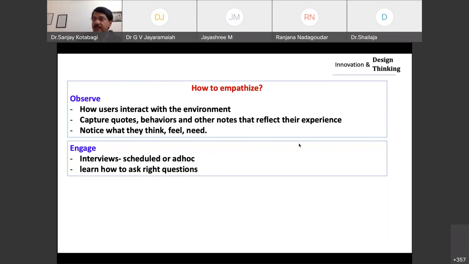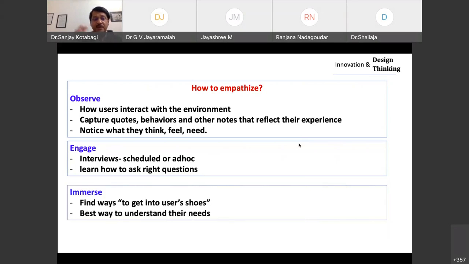And then I interact with them and collect their insights about the problem which I have really identified. Then immerse. Then I can go into their shoes slowly, capture the entire picture they have about that particular problem, and understand the pain points very clearly. This is what exactly I need to follow systematically.